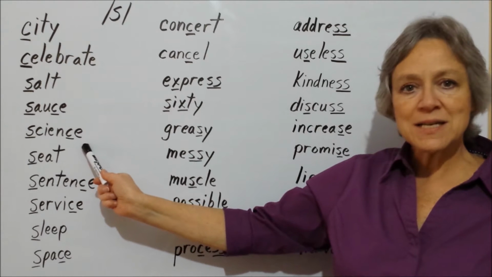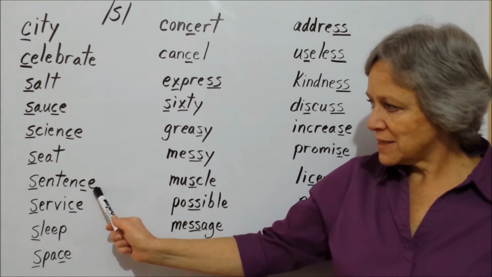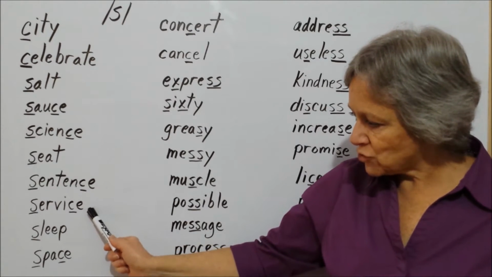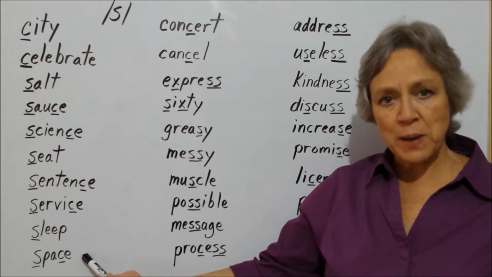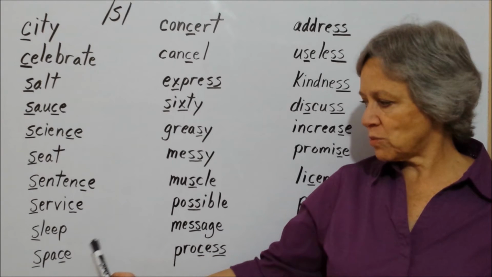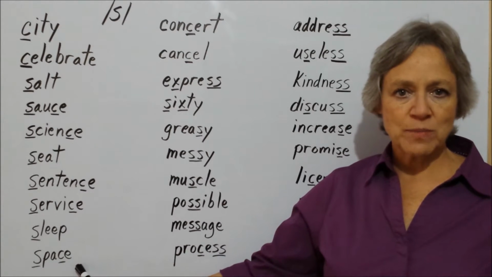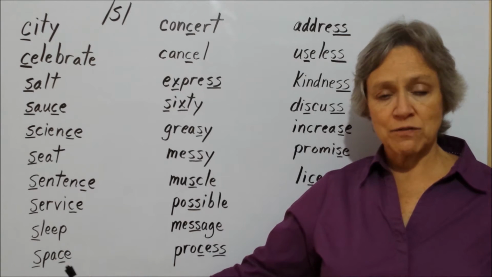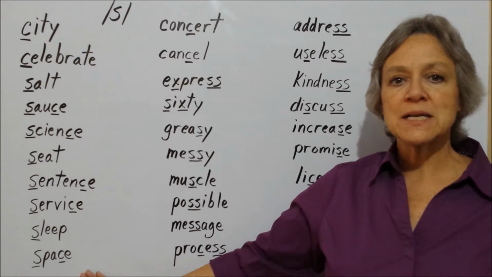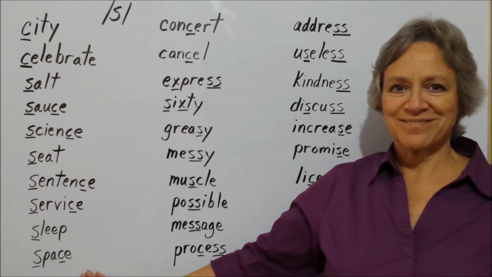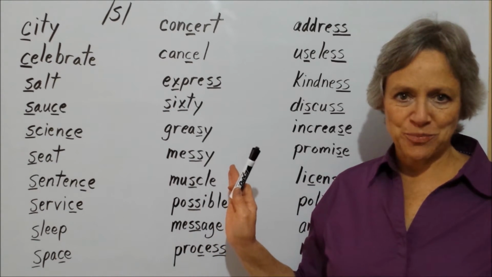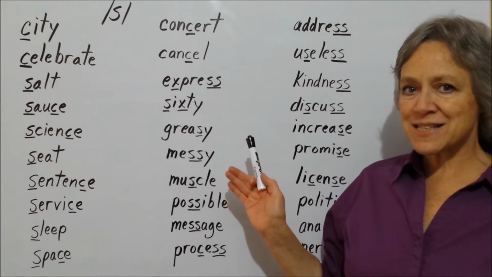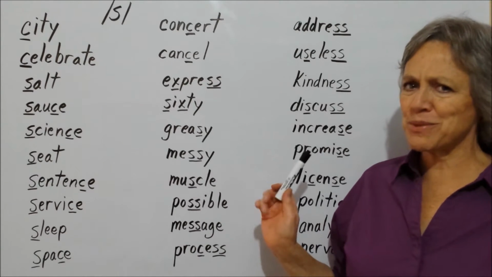Science, I have CE at the end. Sentence has CE at the end. And service and space. So in each of these words, the letter C is followed by the letter E. And also these letters CE at the end of the word normally just make an S sound. Okay, let's go on to column 2. As I said, in these words, the sound S is in the middle of the word. It may also be somewhere else too.